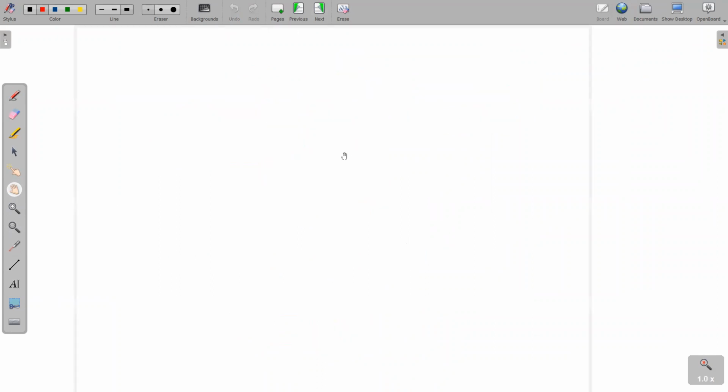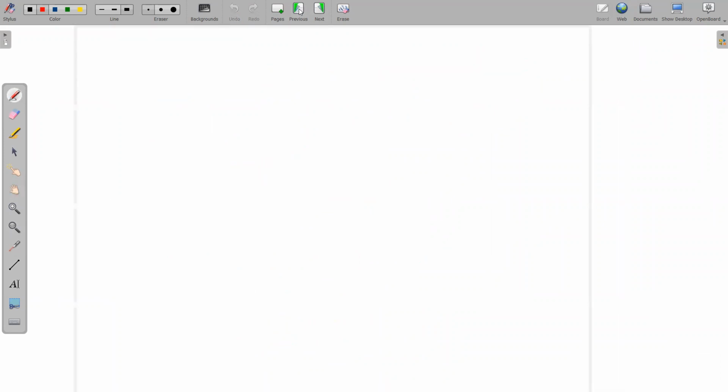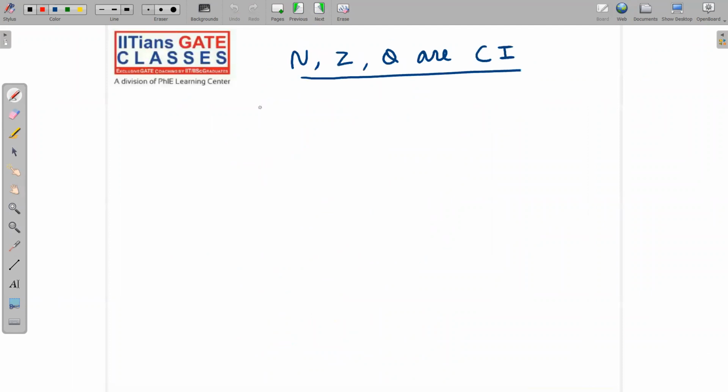Yeah, so I'm jumping to the next slide. So every finite set is countable. I have given you proof in the previous slide itself. Okay, let's jump to the next slide.